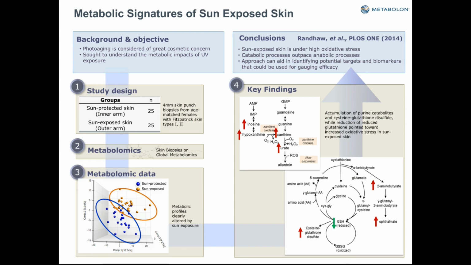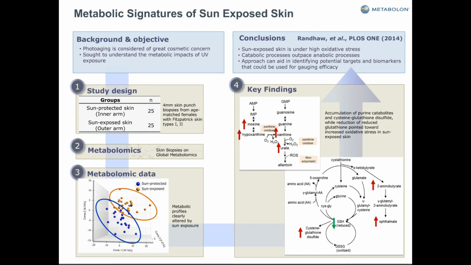If we look at the principal component analysis, we can see great separation between the sun-protected and sun-exposed skin, suggesting that UV exposure has a great impact on the overall metabolomic profile. Looking at specific pathways, glutathione, which is the major antioxidant in our system, is reduced in the UV group. Other markers of oxidative stress, including other metabolites in the glutathione pathway as well as metabolites in purine catabolism, such as xanthine and urate, were all significantly elevated in the UV-exposed group.